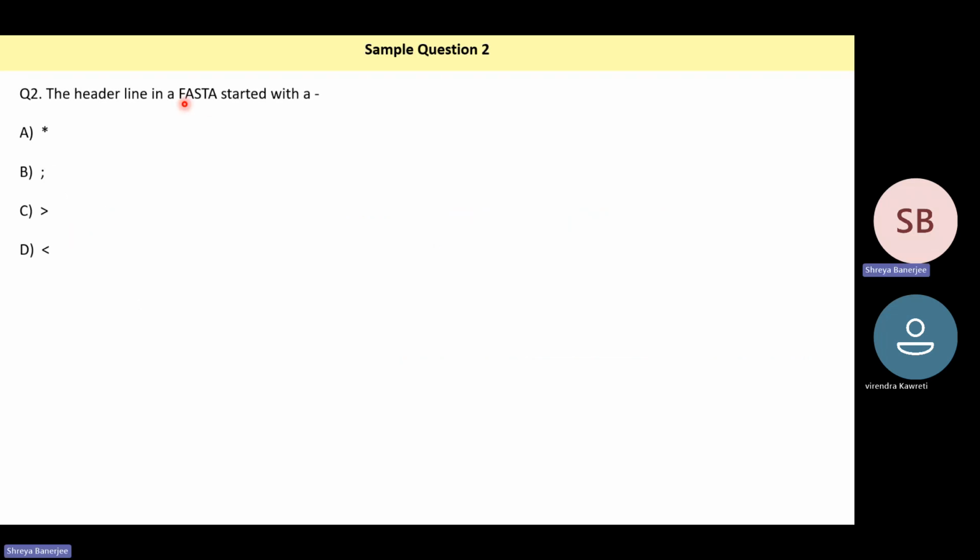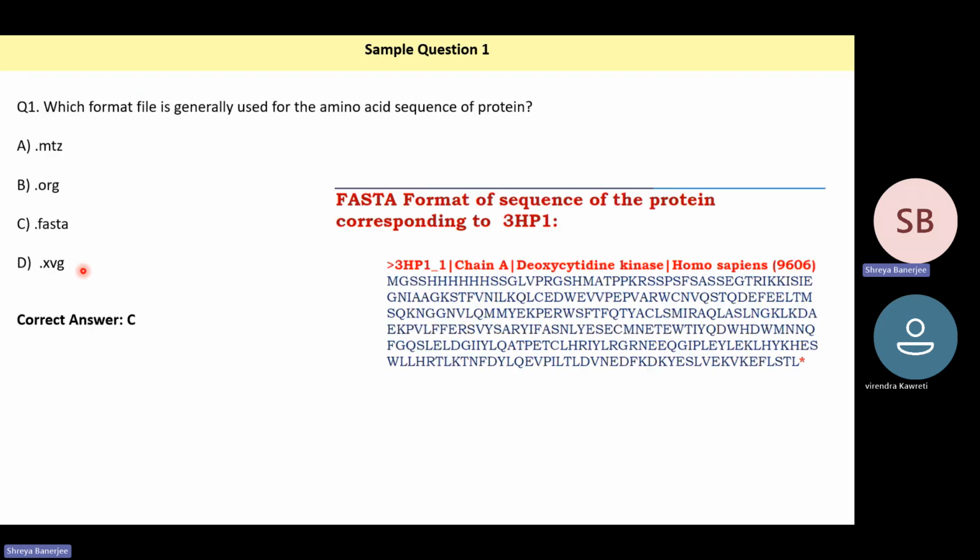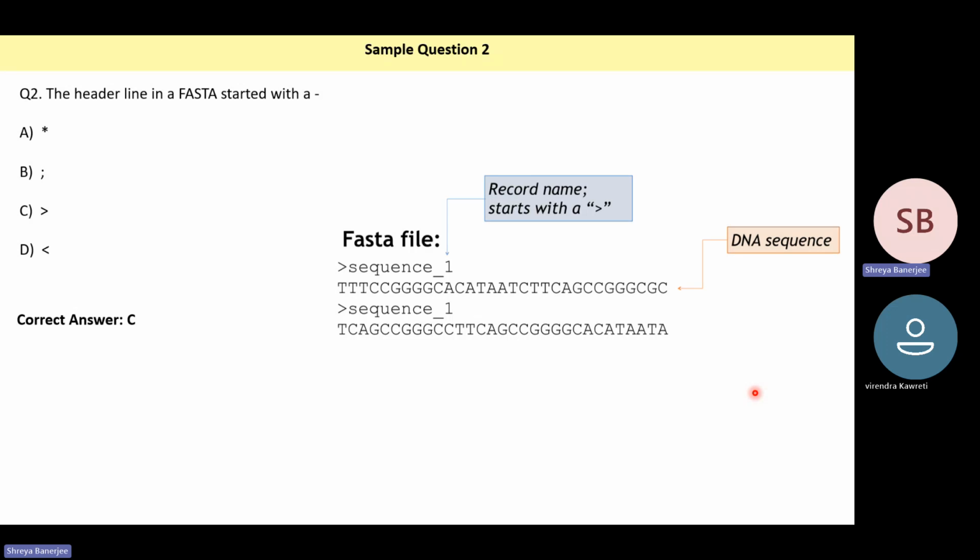Then you have the question, the header line in a FASTA starts with, this we just saw, it starts with this sign, that is again option C. So you have to maintain that format, otherwise it is not saved as a FASTA file. So here it is option C, and it ends with a star. So you can see it ends with a star. So these are the 2 requirements.